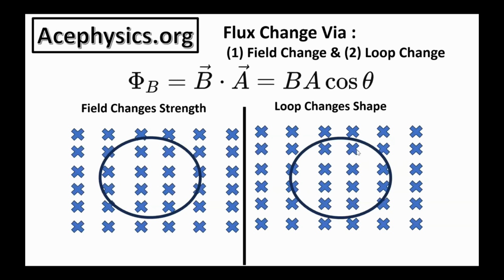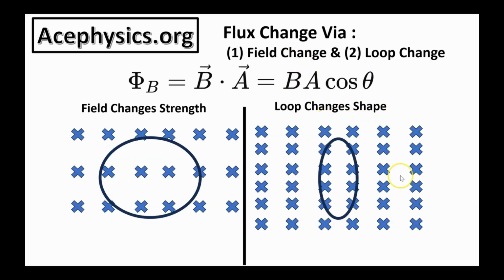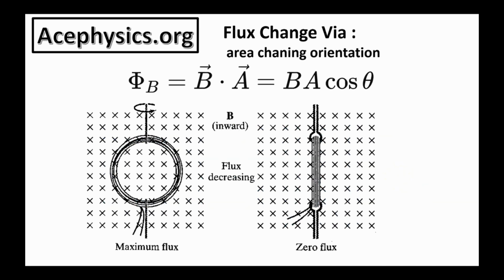Another way that you can change flux is if the loop changes shape. B will stay the same and cosine of theta will stay the same, but the area will change. In this case, the area gets smaller and therefore the flux gets smaller. Another way flux can change is by changing the orientation of the area. So in this example, the magnetic field stays the same and the area stays the same, but the cosine of the angle between the area vector and the magnetic field changes.